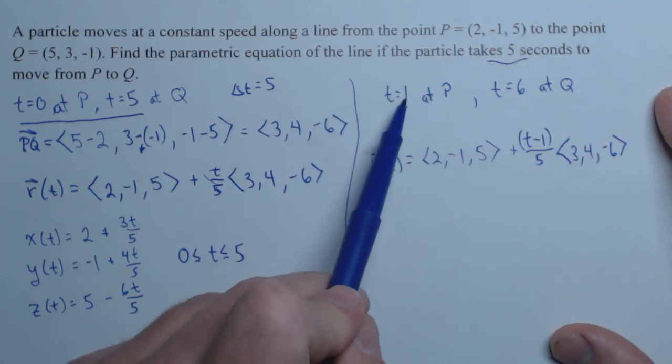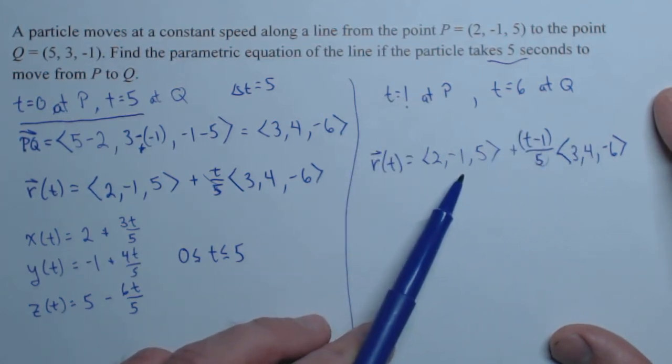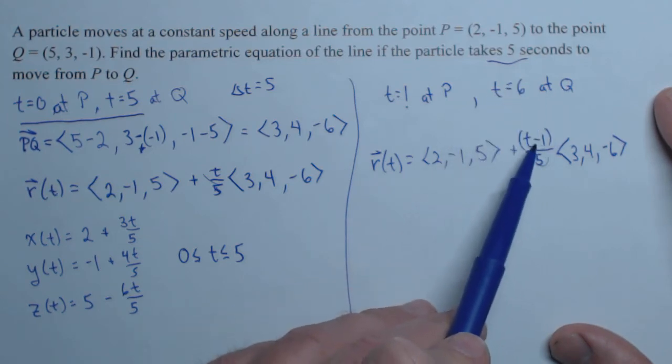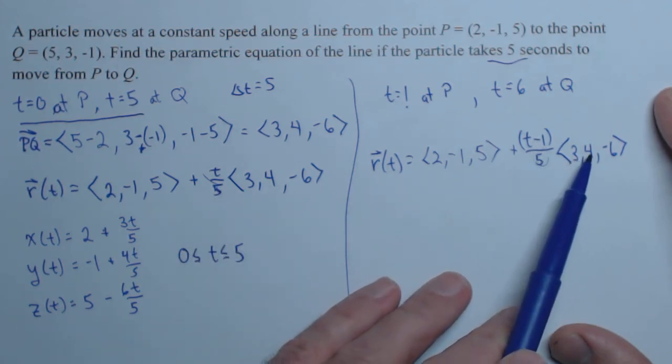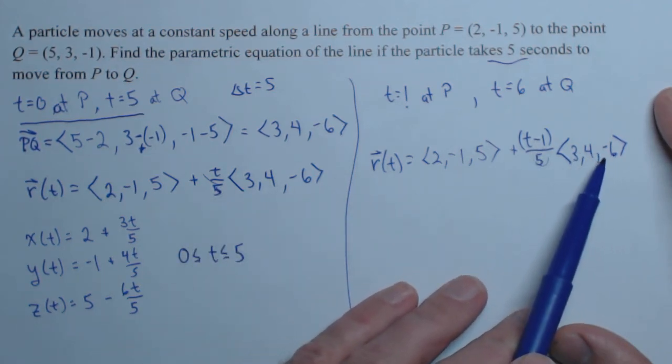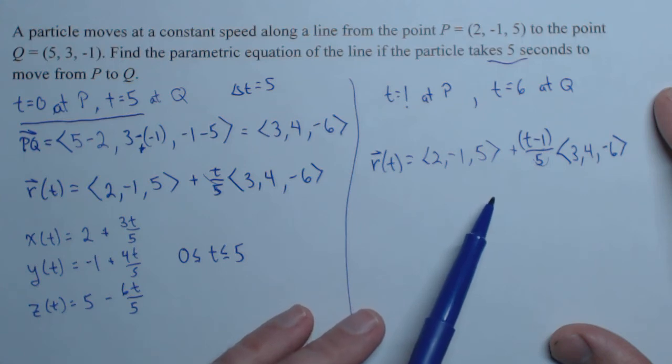Because look at what happens now. If I put in 1, this becomes 0. 0 is at this part, and I'm at point P. If I put in 6, 6 minus 1 is 5. 5 over 5 is 1. And that adds our distances in the x, y, and z directions to land us at point Q.